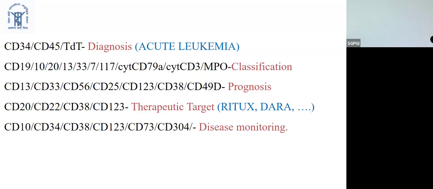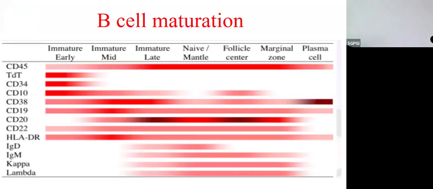So smaller labs, which are restricted, can do it in a 6 to 8 color, single tube. Multiple other labs, which are also adding certain research to it, have large panels, 3 to 4 tubes of 10 to 12 colors each. Fine. So these are the panels, and how you design a panel, you should be aware of at what level of maturation a given marker's expression is present.